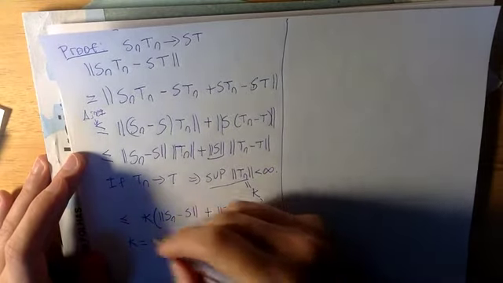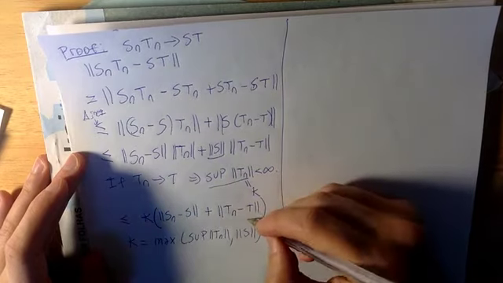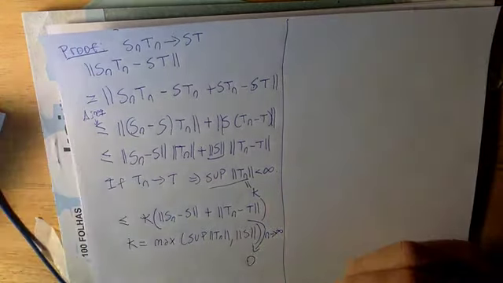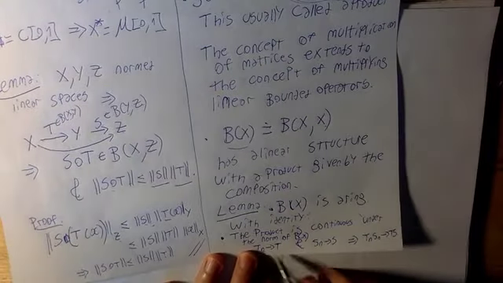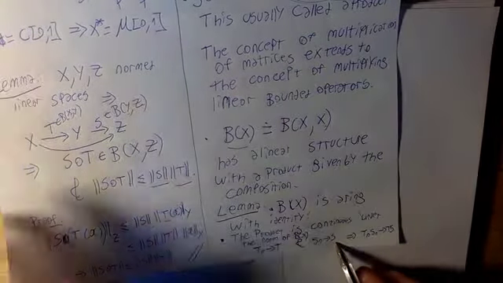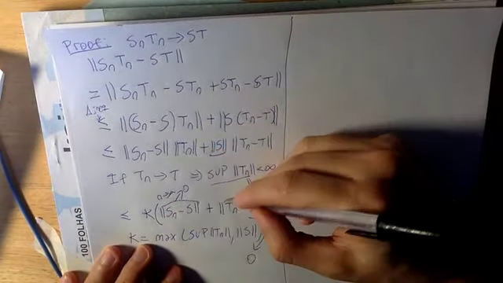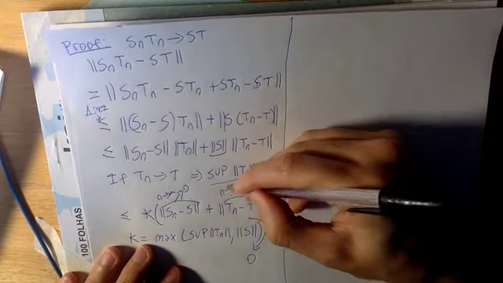Okay, and now this guy goes to 0 when we take n to infinity, because of our assumption that Tn converges to T and Sn converges to S. So this guy goes to 0 when n goes to infinity, and this guy goes to 0 when n goes to infinity.